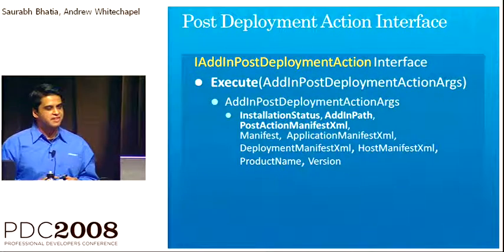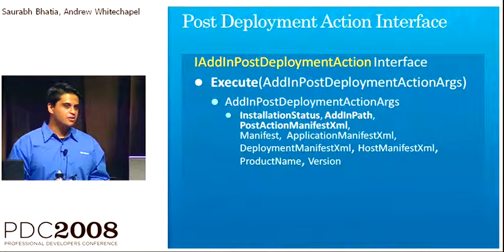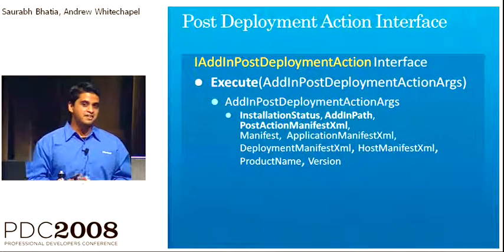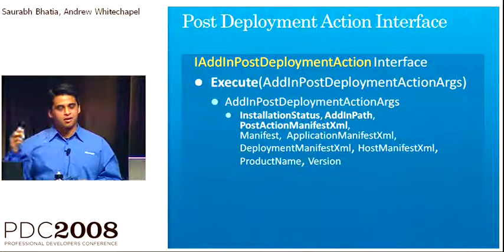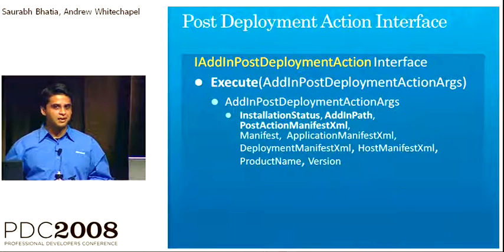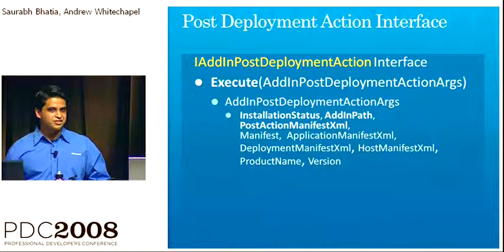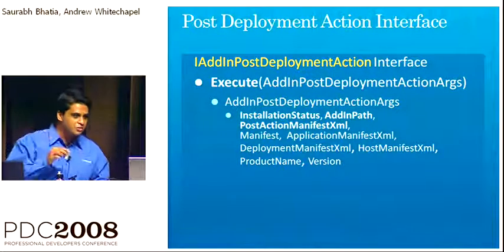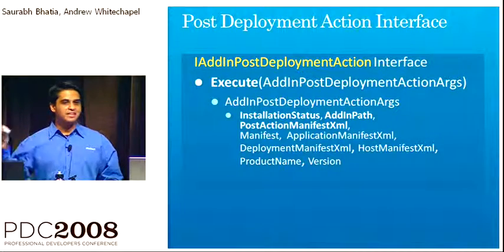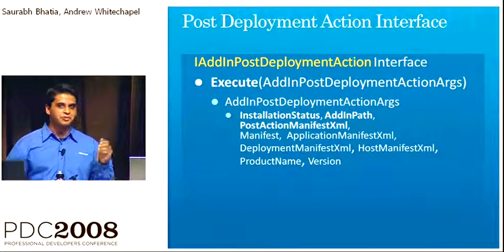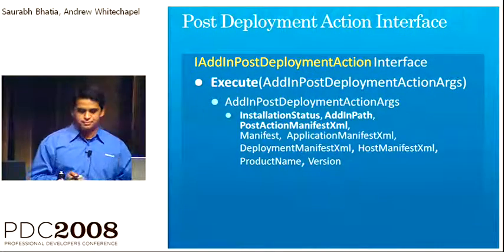Another interesting variable is the add-in path, and this is the location of the obfuscated ClickOnce cache on the end user's local disk. So usually you don't get access to this location directly, but since you are a post-deployment action, you may need access to this obfuscated location. So we do provide that to you.